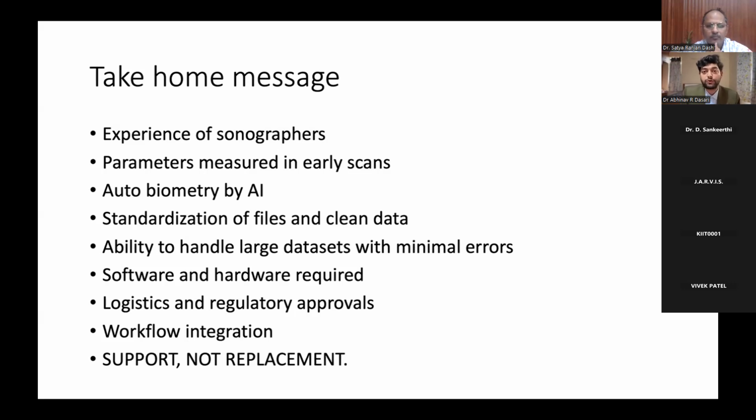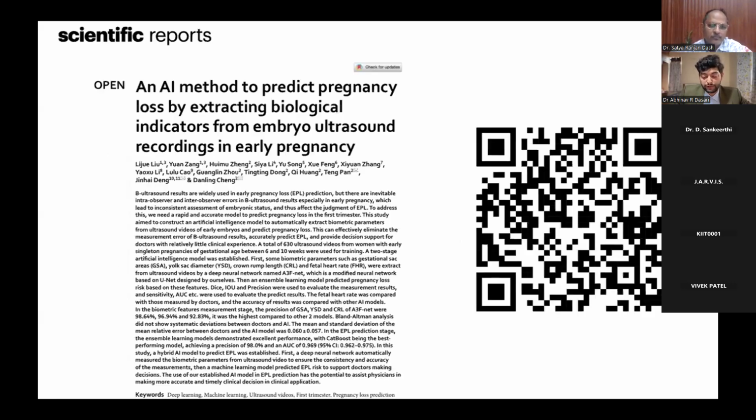Software and hardware required should be taken into consideration because at the end of the day, the monetary aspect is a big thing to handle. And the logistic and regulatory approvals from the government and health department should be looked after. And workflow integration should be taken care of because if we can integrate this in peripheral hospitals and small centers, it could be very helpful for helping a patient. And last but not least, we should always keep in our mind that AI is just a support to us, but not a replacement.